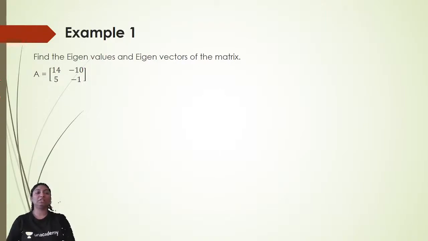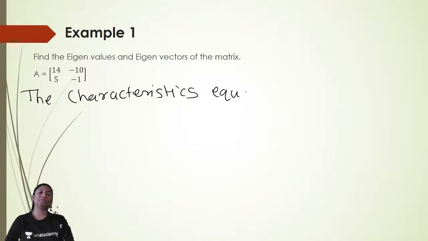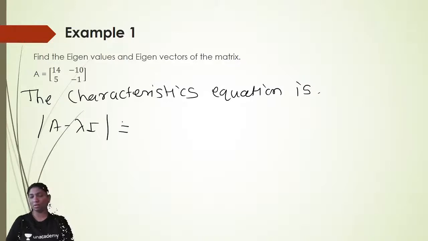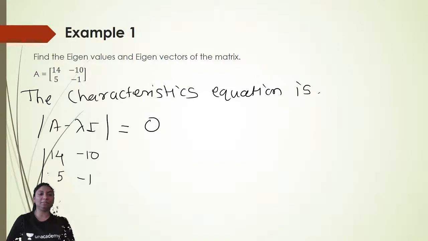First of all, consider the given matrix A. The characteristic equation is determinant of A minus lambda I, which is equal to determinant of the matrix with entries 14, minus 10, 5, minus 1, minus lambda I.